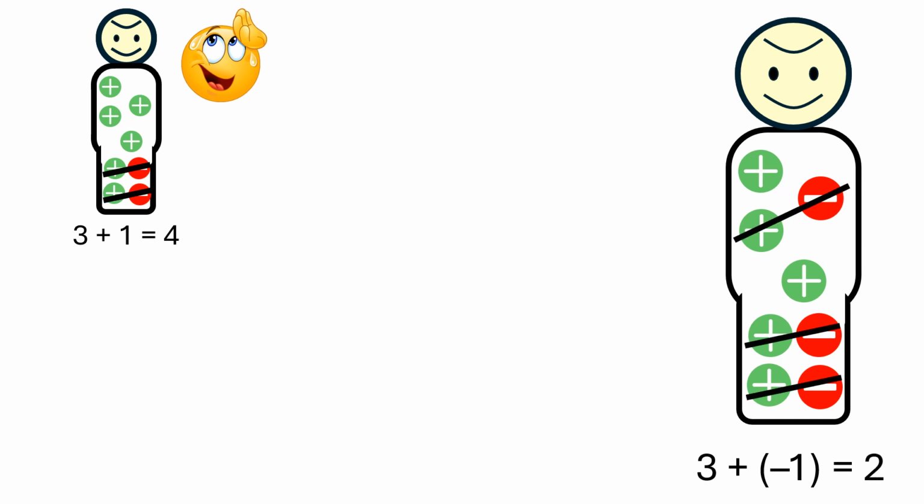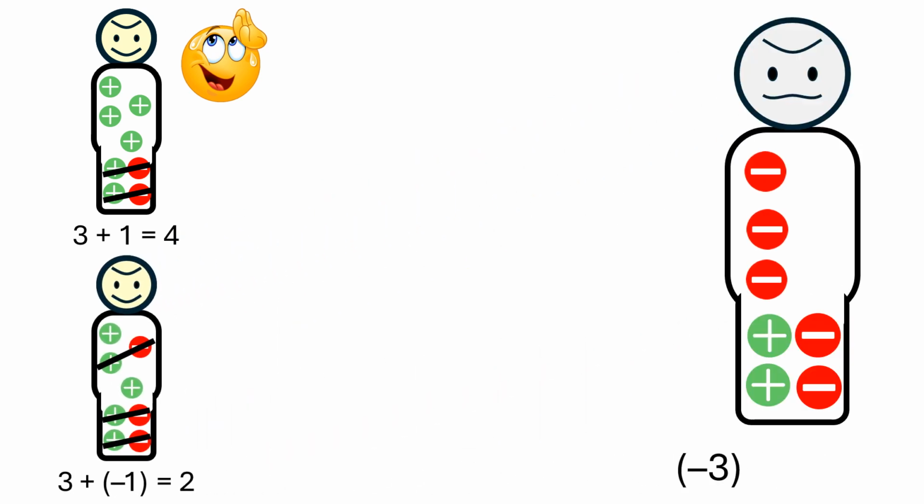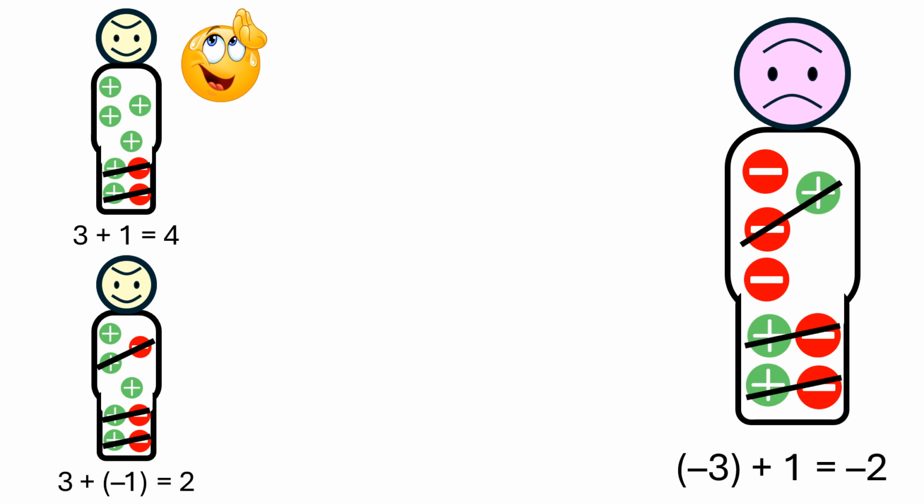So it's positive 2. How about negative 3 plus 1? You are pretty sad. That little bit of happiness can reduce your sadness, but is not going to remove it, right? So it's negative 2.